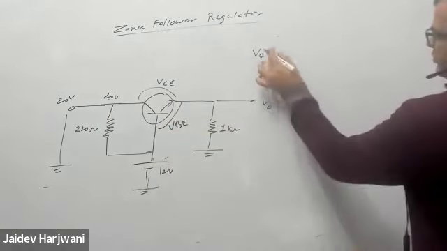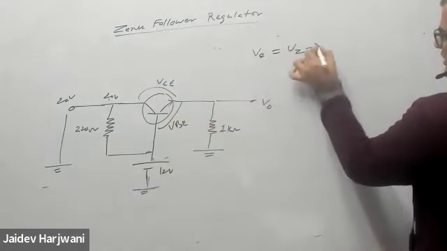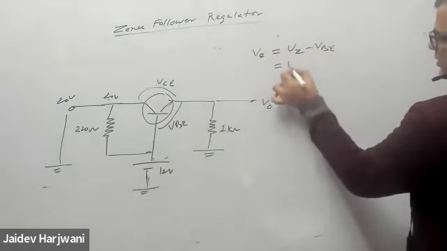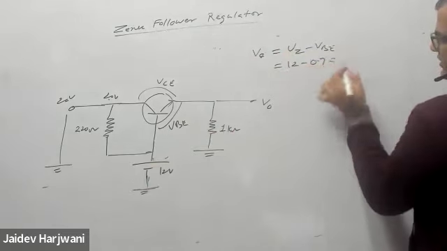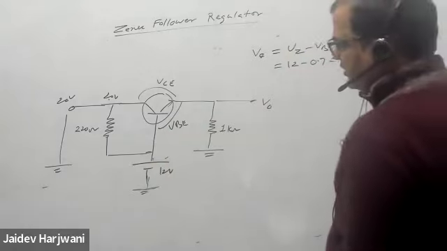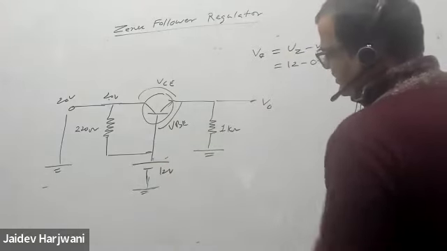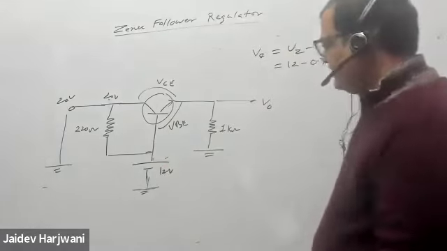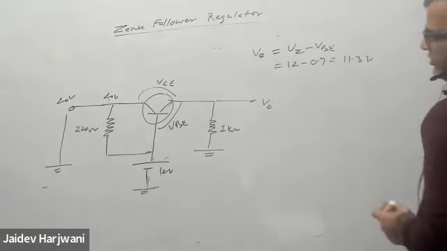So V naught will become 12 minus VZ minus VBE, 12 minus 0.7. How much? 11.3 volt. Okay. So this checking you have to do. Otherwise, everything is very easy. So if this is known, V naught is known.